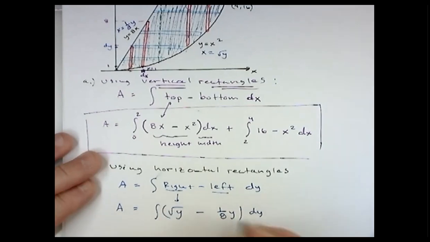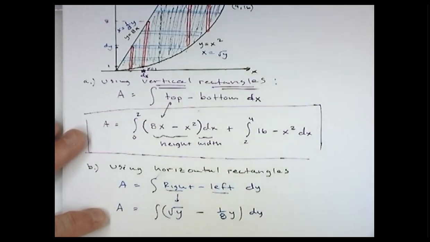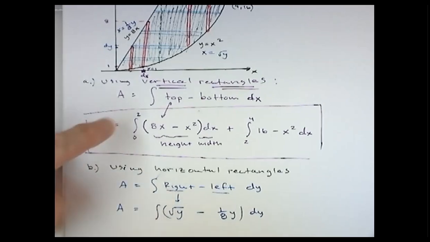Can you use either or is one specific? Vertical or horizontal? Yeah, either or. I think the goal on the homework would be to choose the one that's going to be more efficient, right? I think it's easier to do one integral rather than two.